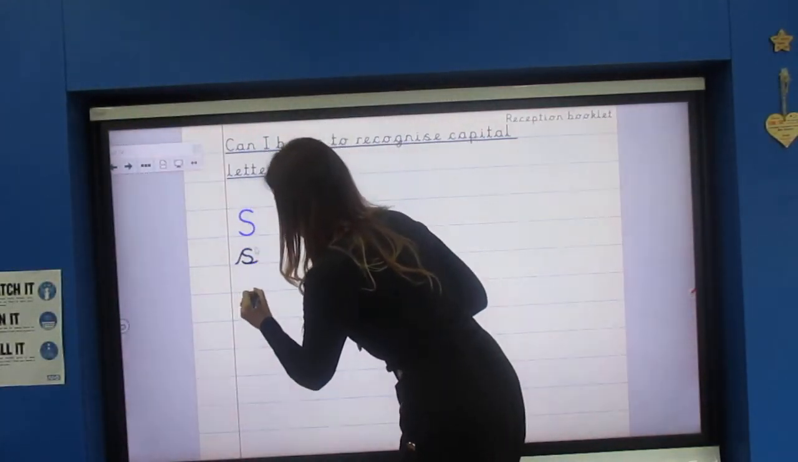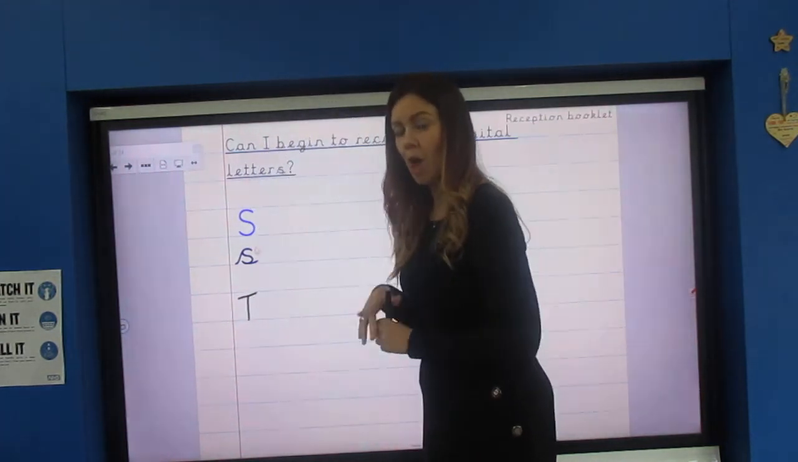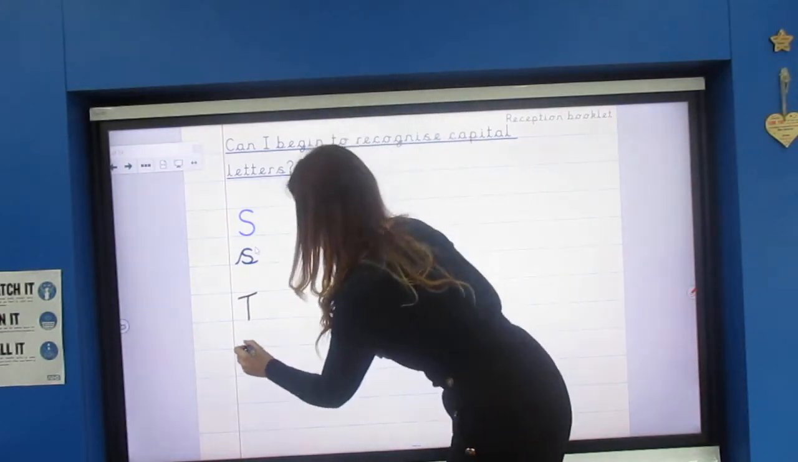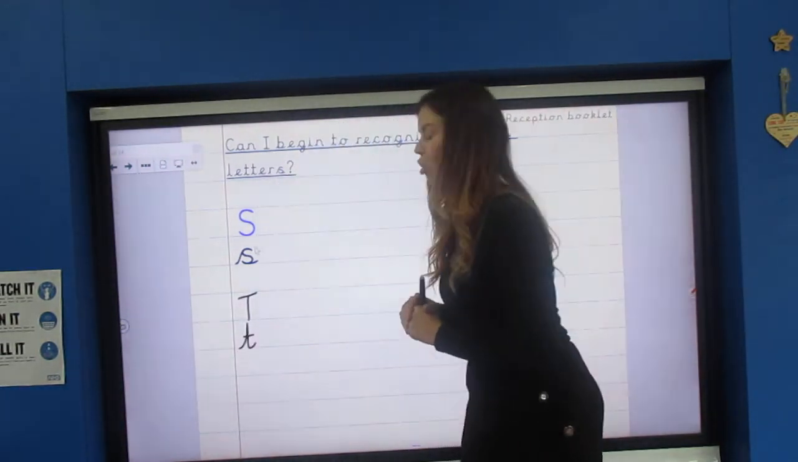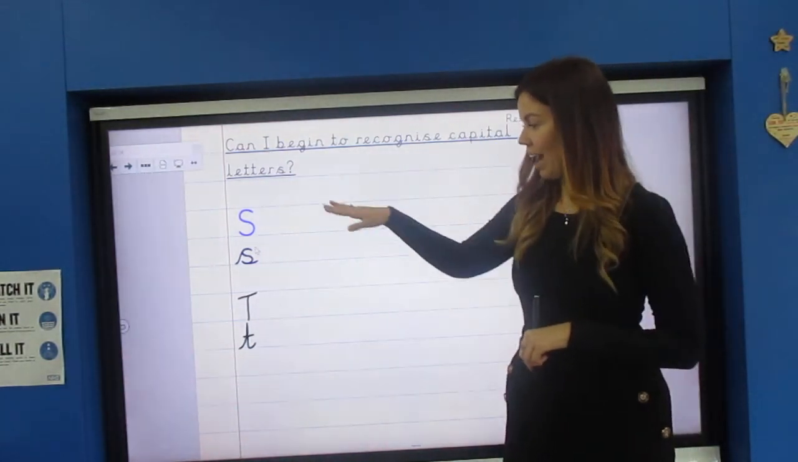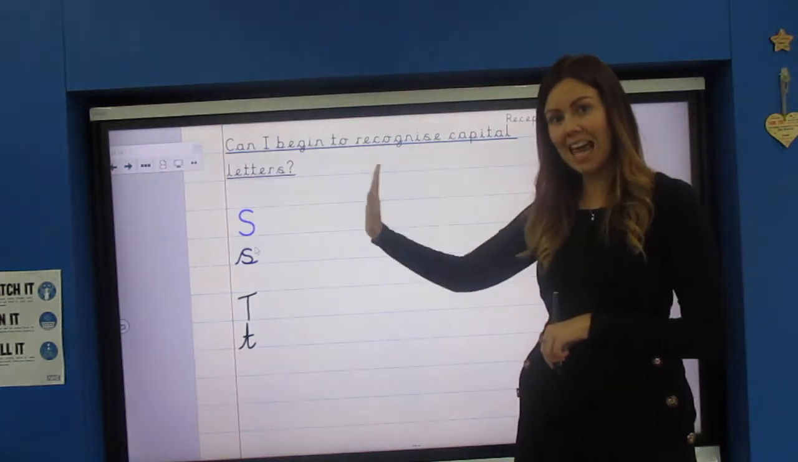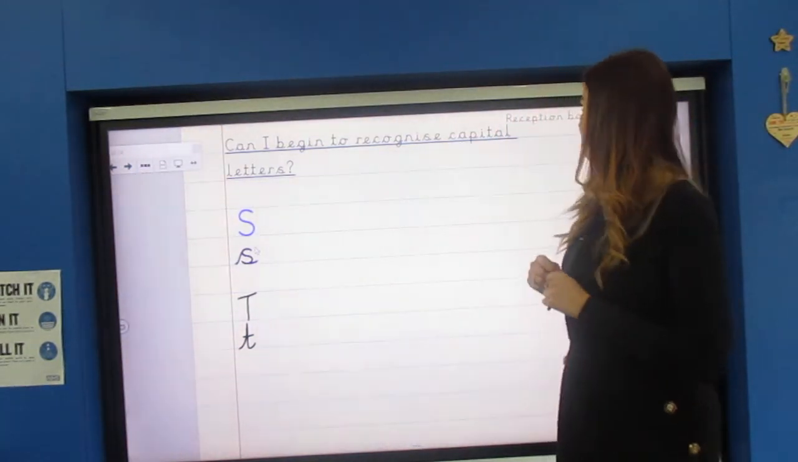But if I was doing a T, the capital T goes to the top, but the lowercase t also goes to the top because it is a tall letter, a long ladder letter, okay? So have a go and practice those letters all the way to the end. Take a picture and send them in for me, okay?